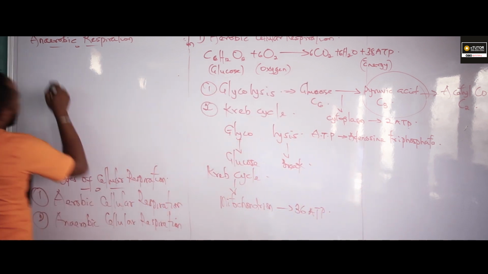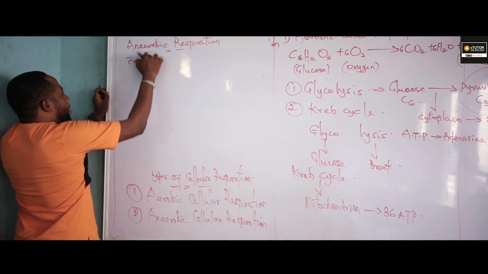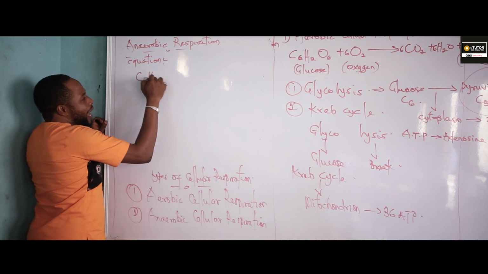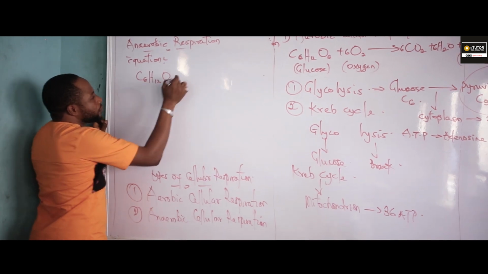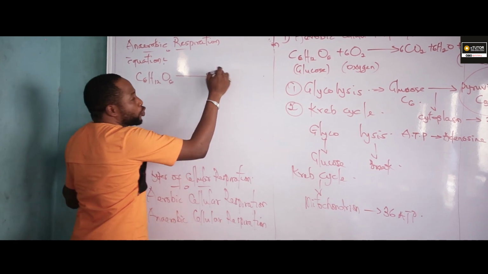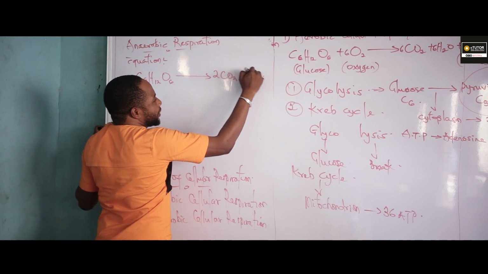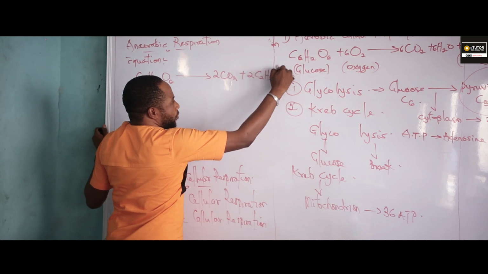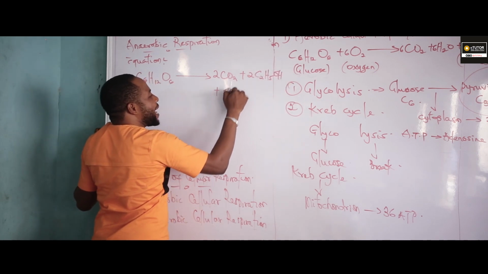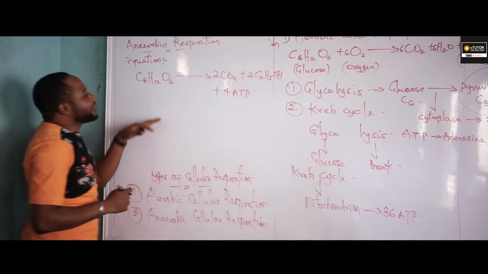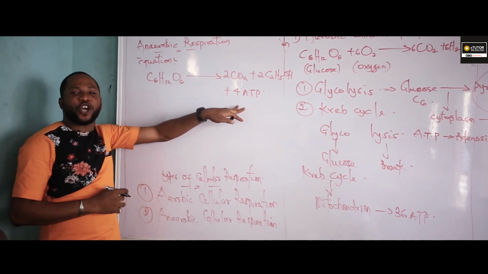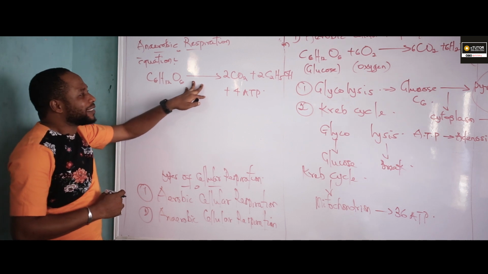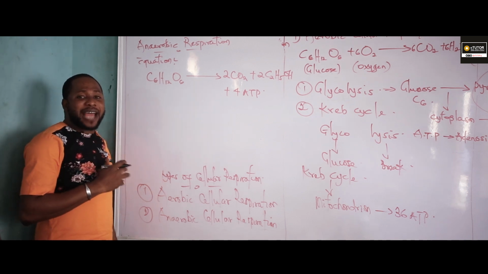As shown in our equation on the board, I will use this equation to explain. We have our food, glucose, a 6 carbon compound, converted into 2 carbon dioxide, 2 ethanol, plus 4 ATP. Now, this is our anaerobic respiration. The conversion occurs in the absence of oxygen. And there are 2 types of anaerobic respiration.